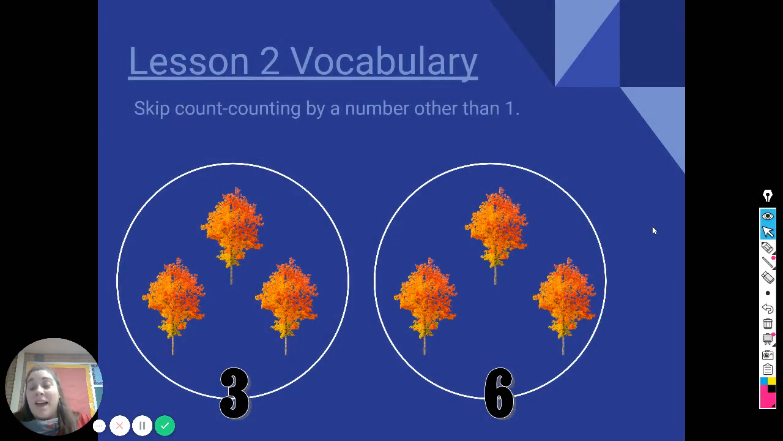Next is to skip count. Skip count is counting by a number other than 1. So you can skip count by 2s, 3s, 4s, 5s, hundreds, anything other than the number 1, okay? Because counting by 1s would just be normal counting. So in our example here, where we have the 2 groups of 3, we would skip count by 3s. 3, 6. And so we know that the number of trees altogether is 6.